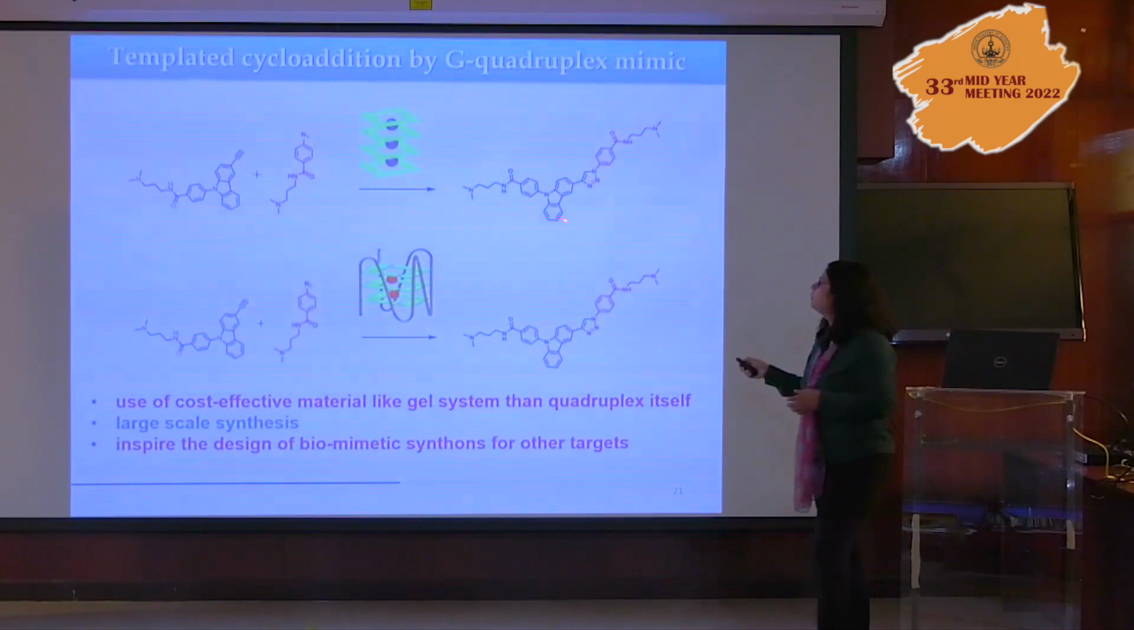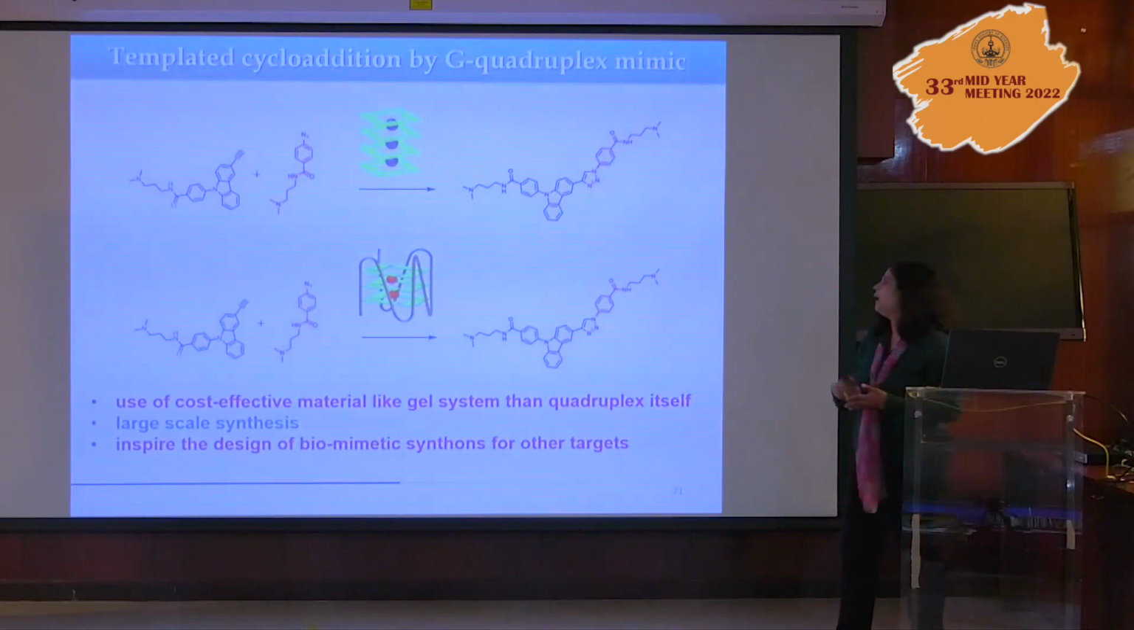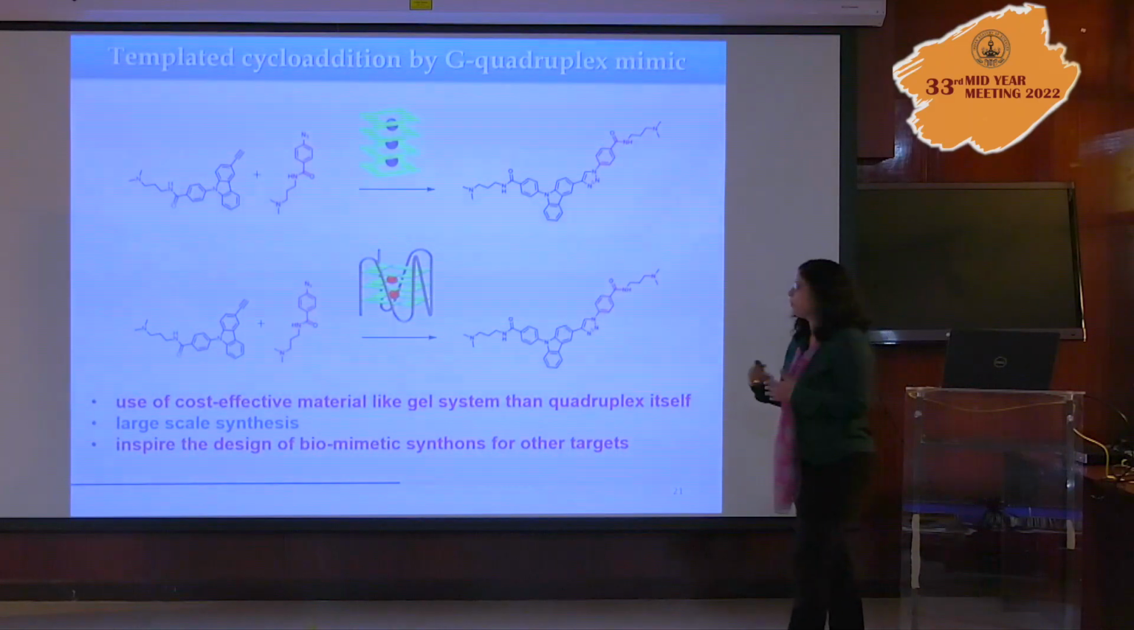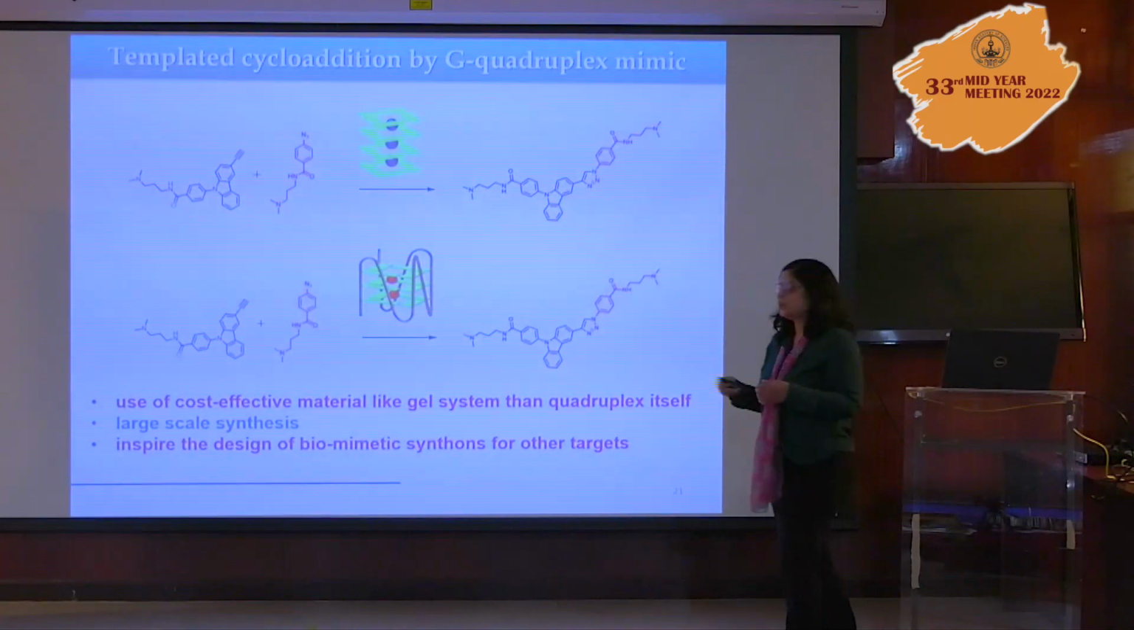thus we could use a cost effective material like a gel system rather than the quadruplex itself, and this can be used for large scale synthesis of the ligands. And further, this study would also inspire other biomimetic synthons for other biomolecular targets. So, next we thought of using this strategy for RNA, which is more dynamic in structure.